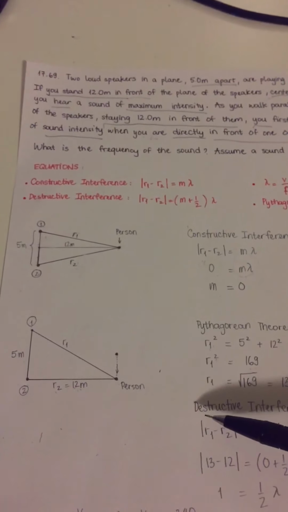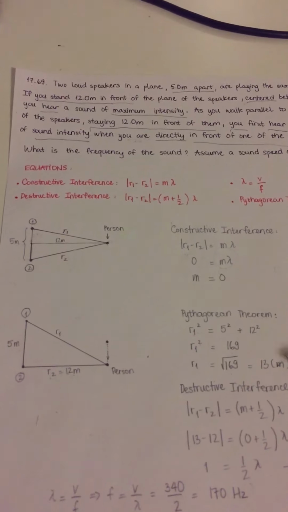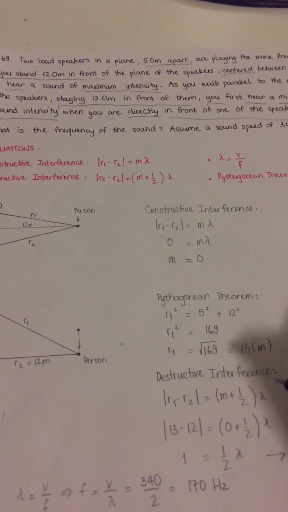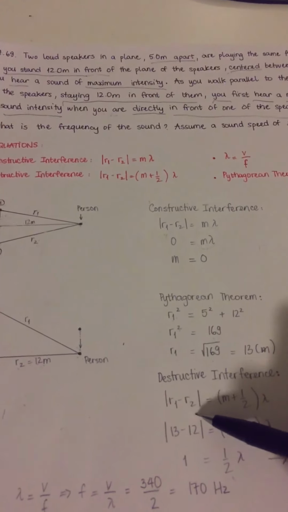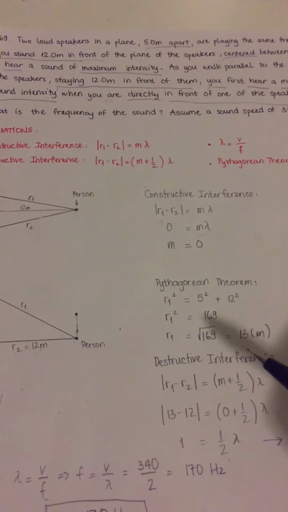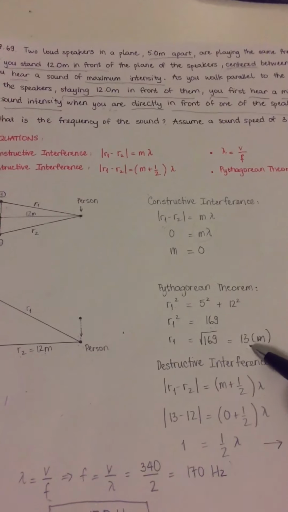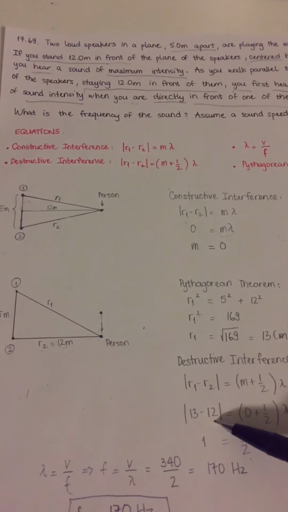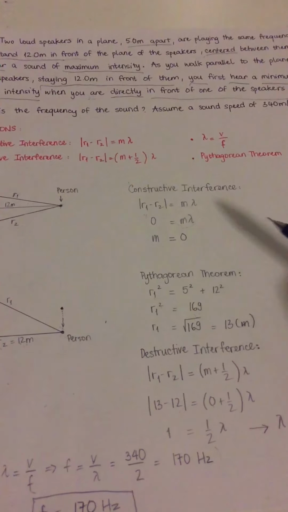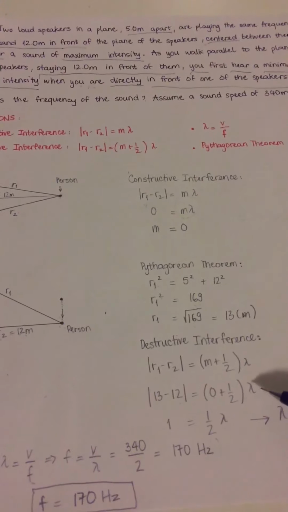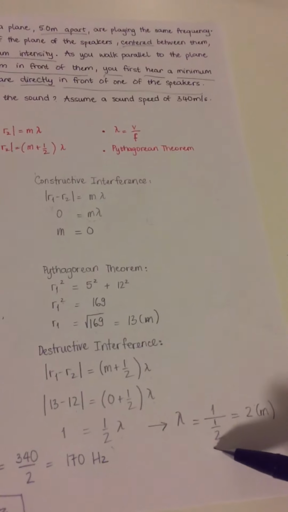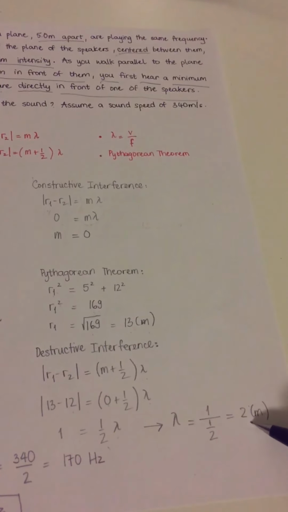And I also mentioned that there will be a destructive interference happening at this position. So we'll use this equation right here: absolute value of R1 minus R2 equals m plus 1/2 times wavelength. Our R1 is 13 meters, R2 is 12 meters, equals our m is 0, which we already calculated, plus 1/2 times wavelength. So 1 equals 1/2 wavelength, which will give us an answer of wavelength equals 2 meters.